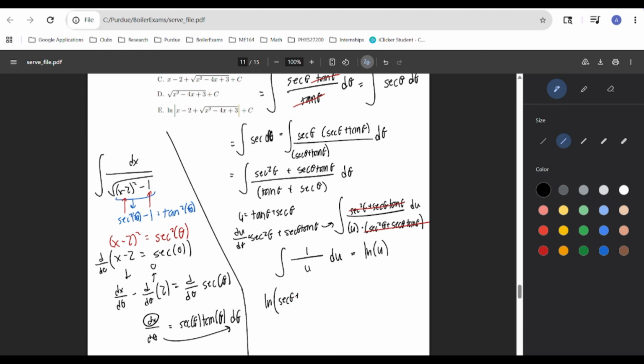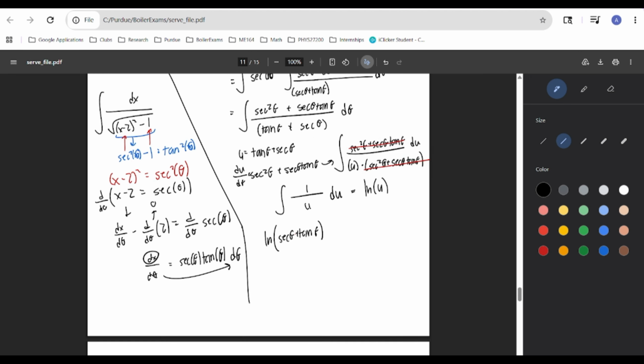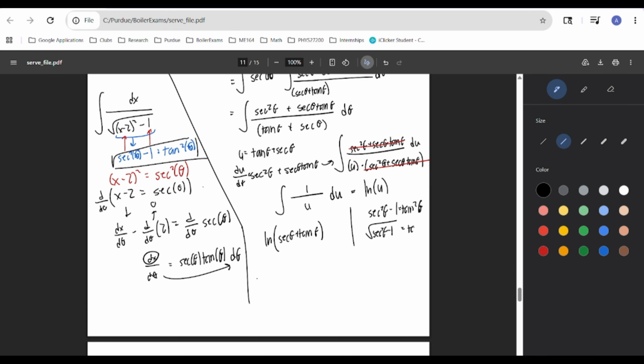So I'm going to write secant theta plus tan theta. And we already know what secant theta is. Secant theta is x minus 2, but then what is tan theta, and how can we relate tan theta to secant theta? Okay, well, we use this trigonometric identity here. Secant squared of theta minus 1 is equal to tan squared of theta. That would just be the square root of secant squared of theta minus 1 is equal to tan theta. We know what secant squared of theta is. That would be this x minus 2 quantity squared minus 1, that would be equal to tan theta.